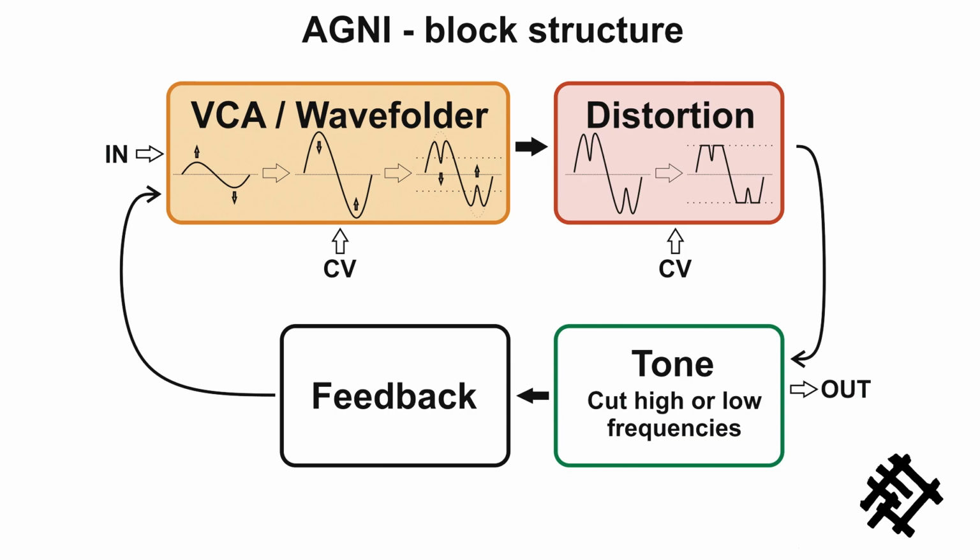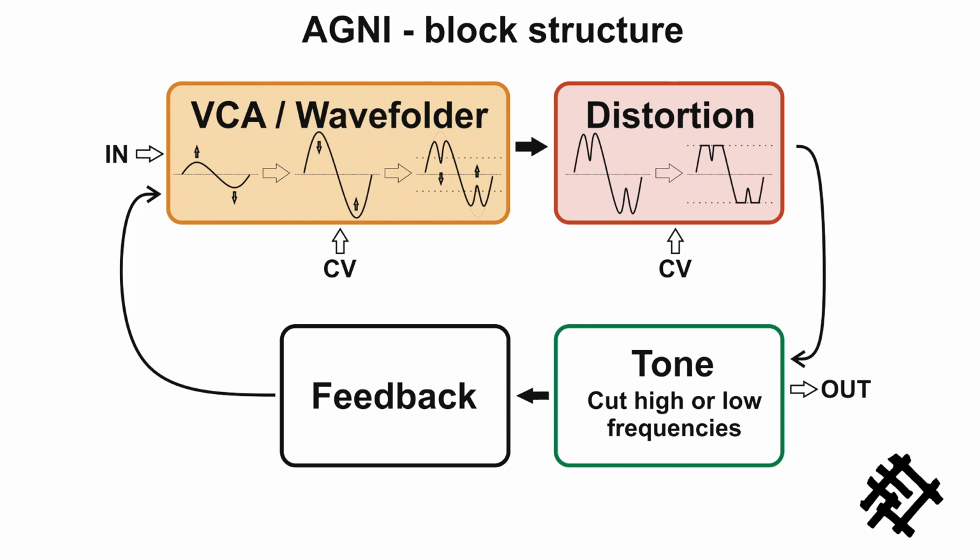In this video, I want to talk about our new model AGNI. AGNI is a very compact 2HP model, but powerful signal processing tool. Now we see the structure of AGNI. It consists of four blocks.